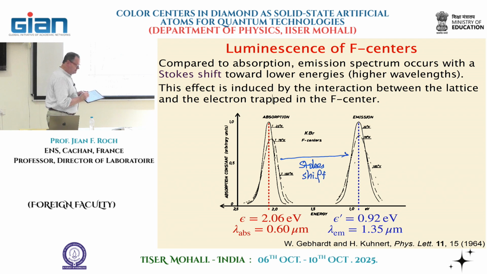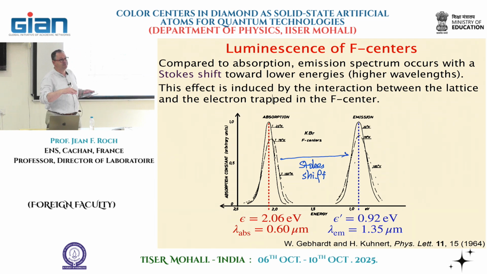And this is something happening for all emitters in the solid state. All emitters will have an absorption band and a luminescence band that are shifted by this Stokes shift in wavelengths, occurring at higher wavelengths or smaller energies. And how can we understand that? The effect is actually induced by the interaction between the lattice and the electron trapped in the center. There were experiments done in the 60s on those centers to compare the absorption spectrum and the luminescence spectrum.